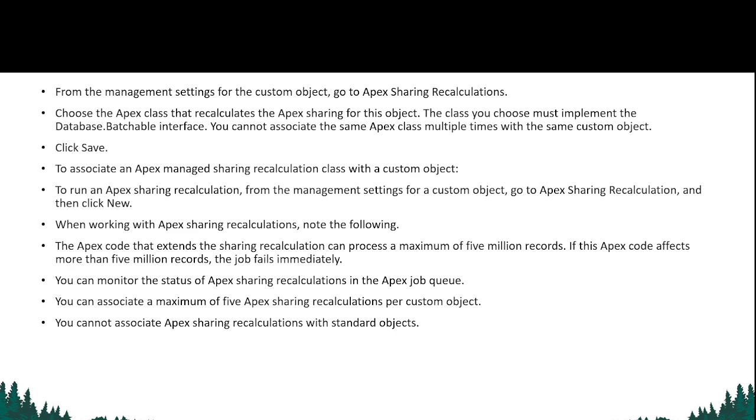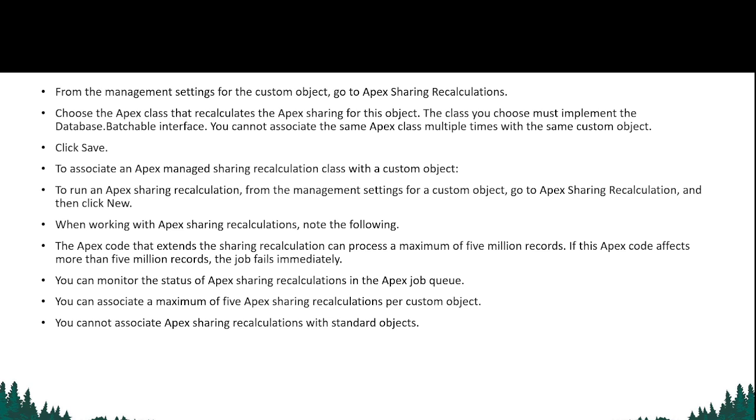Then you have to associate an Apex managed sharing recalculation class with a custom object. Now to run an Apex sharing recalculation from the management setting for a custom object, you are going to the Apex sharing recalculation and then you are clicking on New.